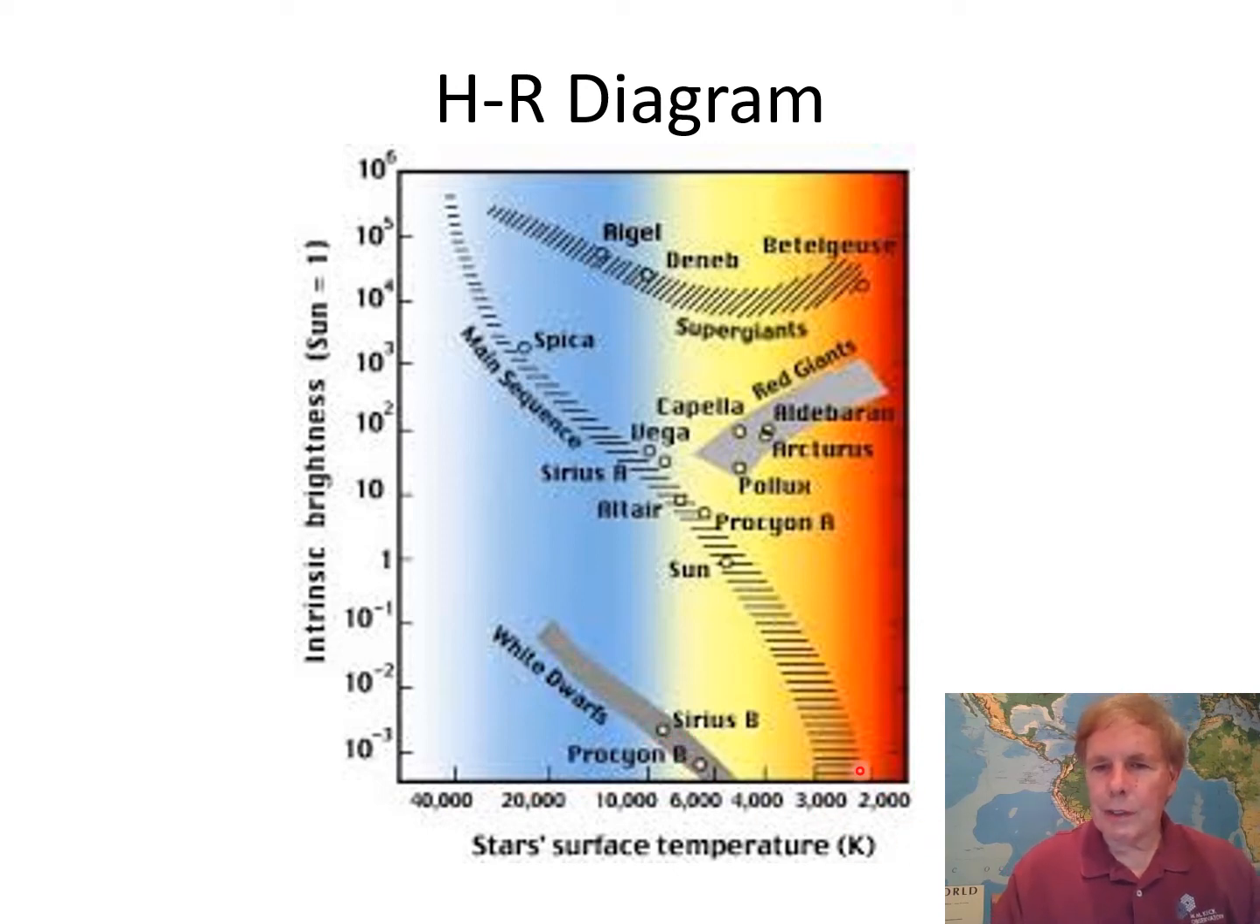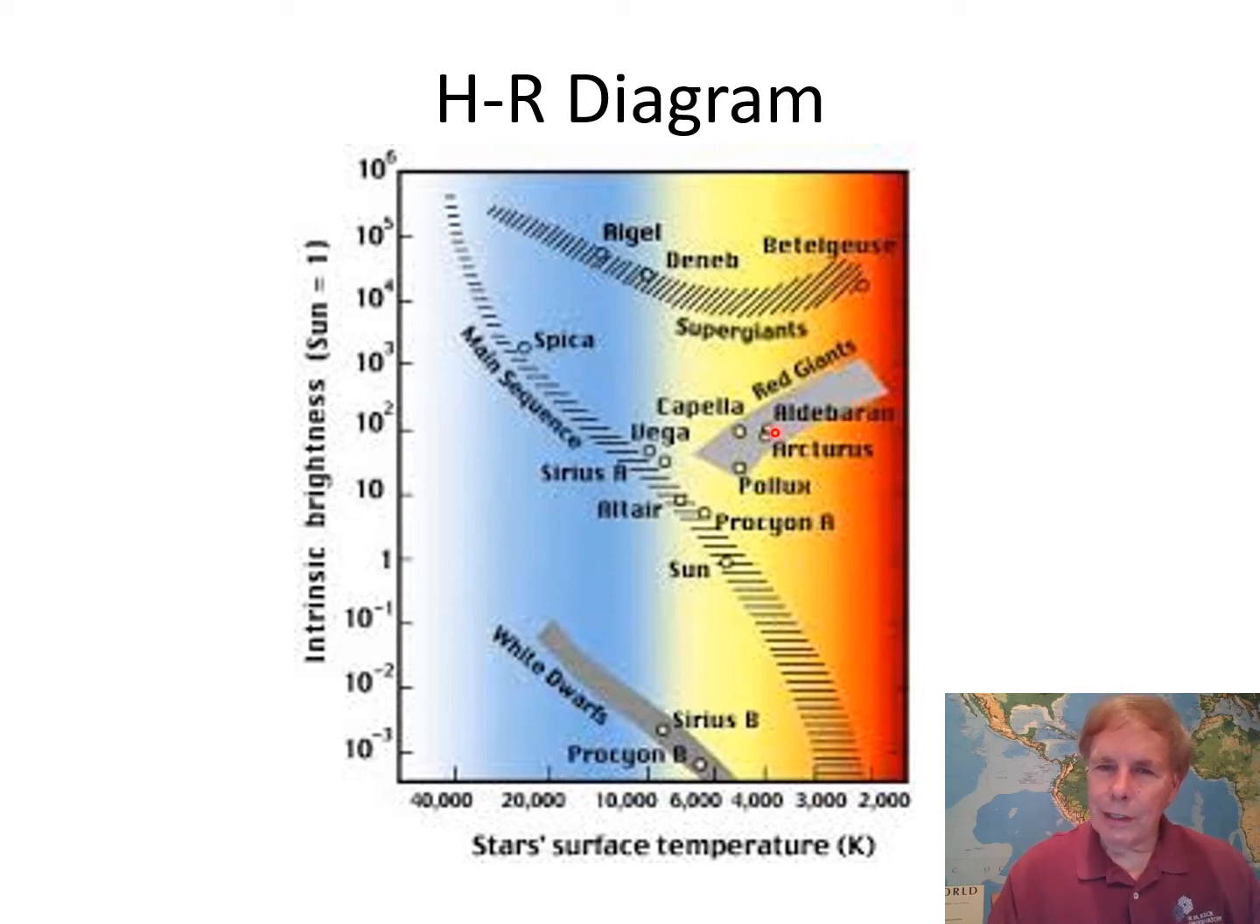Notice the stars over here are cool and dim. Cool and dim, these are called red dwarfs over here. The stars up here on the right are cool, but they're bright. These are called red supergiants. The most famous one of those is called Betelgeuse. And there are others, of course, as well.